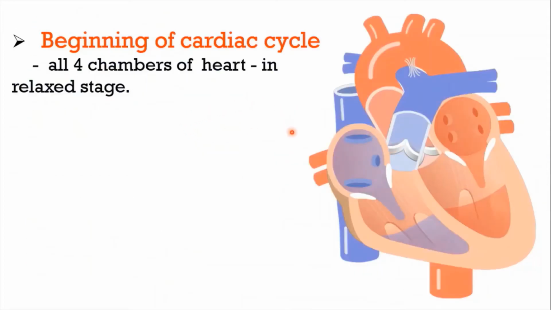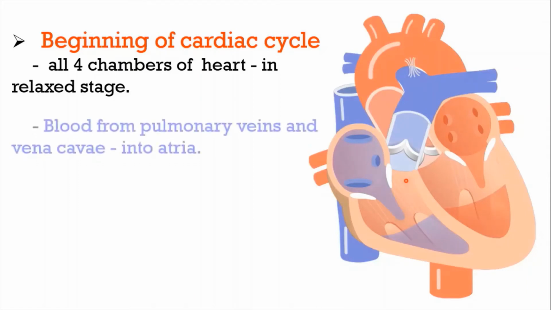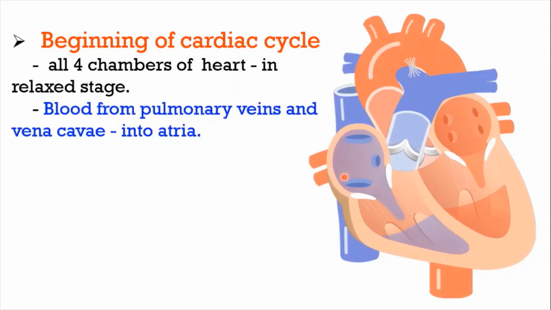In the beginning of the cardiac cycle, all the 4 chambers of the heart are in a relaxed state, or joint diastole stage. In the relaxed state, blood from different regions of the body reaches the atria. Atria are the receiving chambers. Blood from the pulmonary veins, 2 pairs of pulmonary veins, flows into the left atrium. From the superior vena cava and inferior vena cava, blood flows into the right atrium. The right atrium receives deoxygenated blood from different body parts and the left atrium receives oxygenated blood from the lungs.